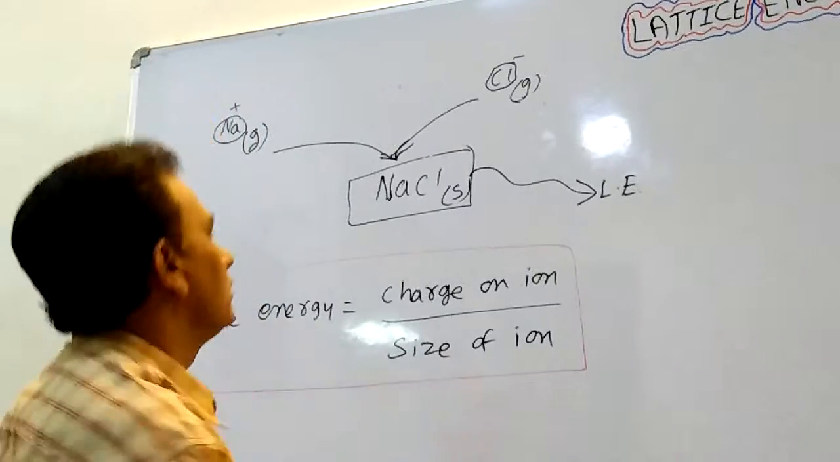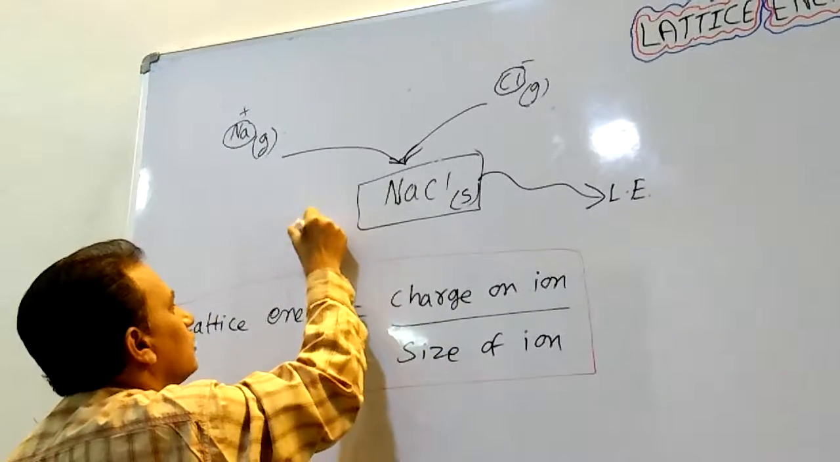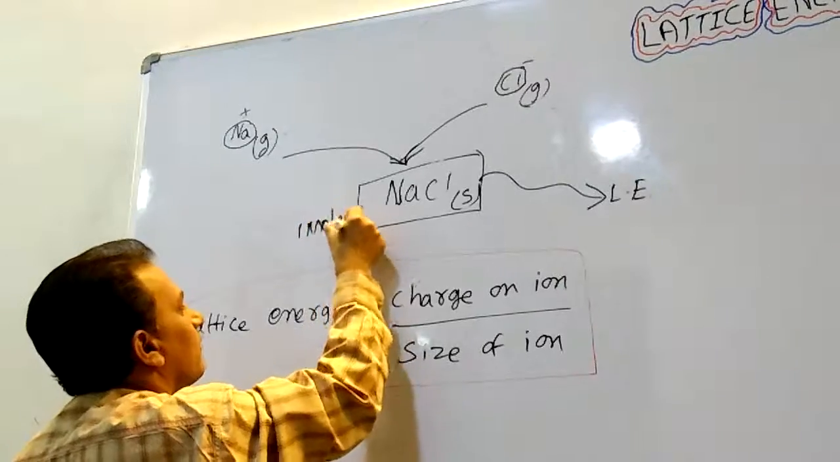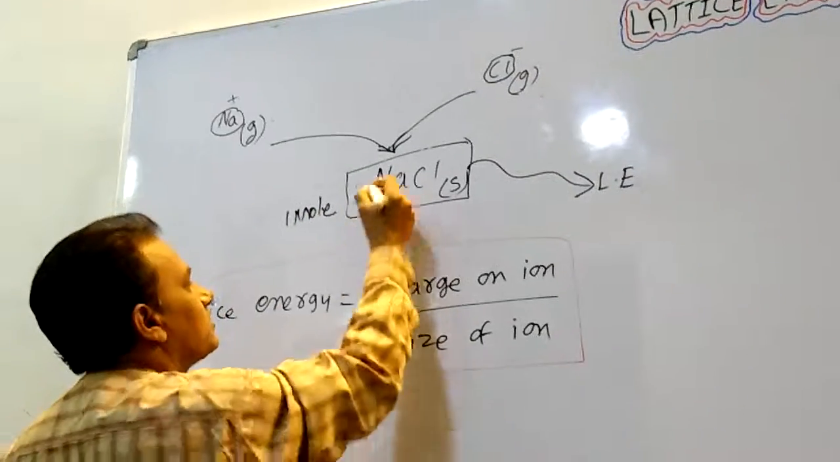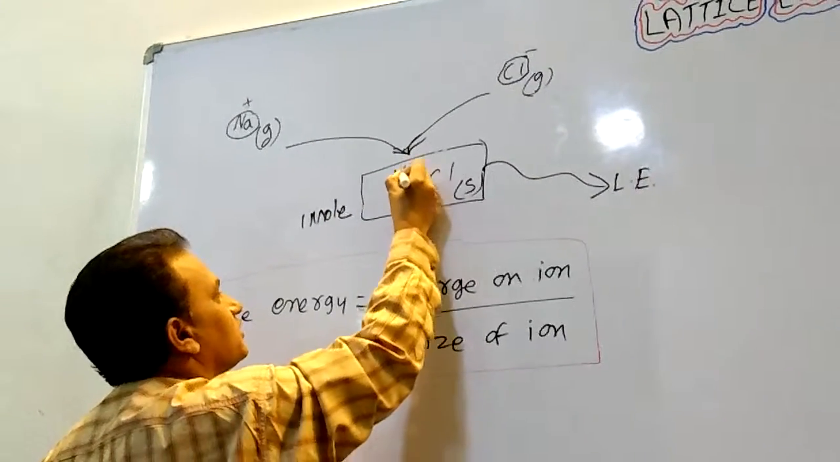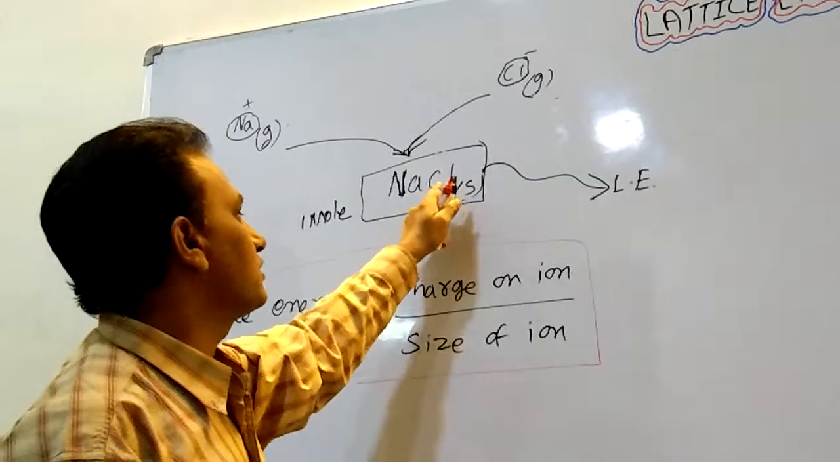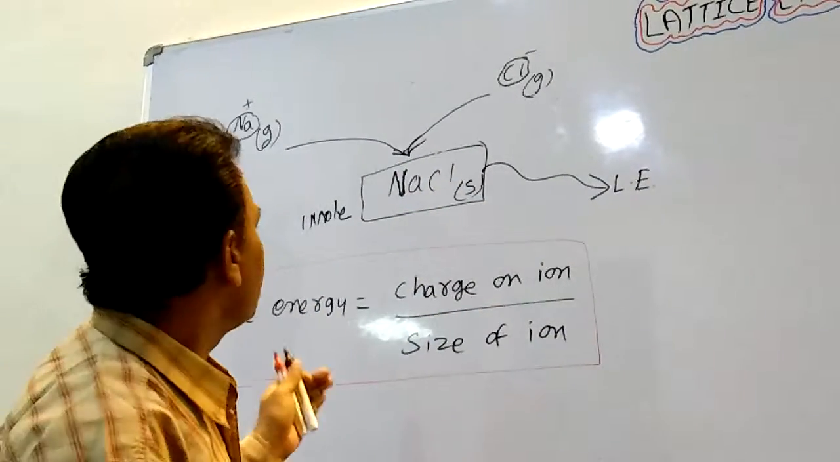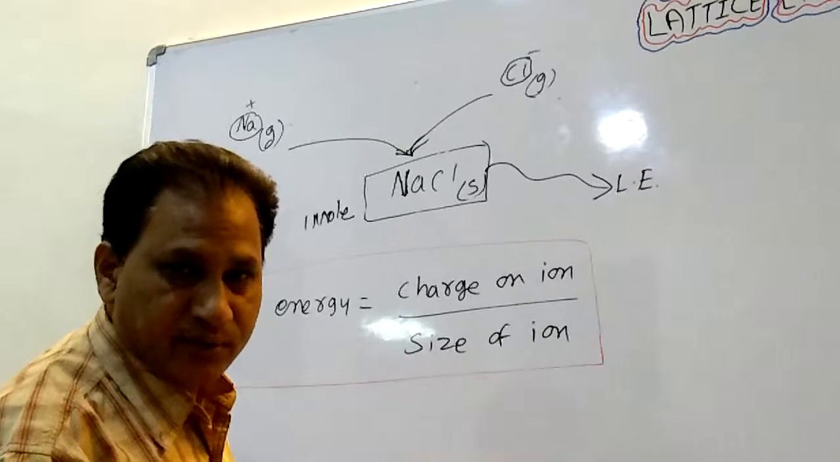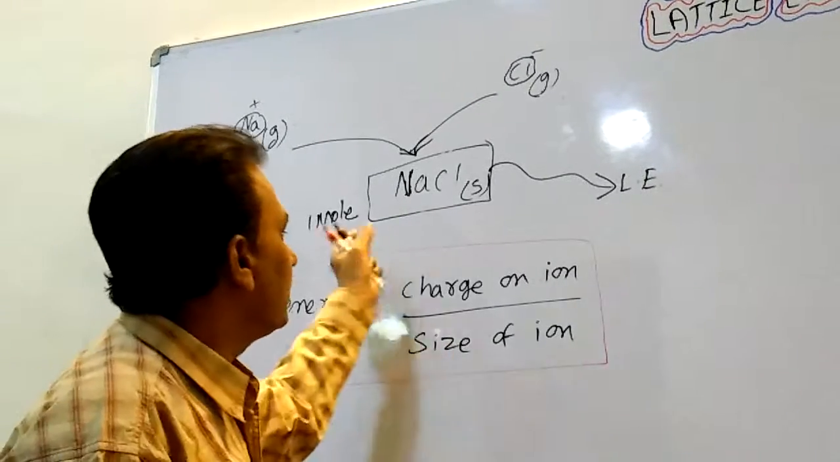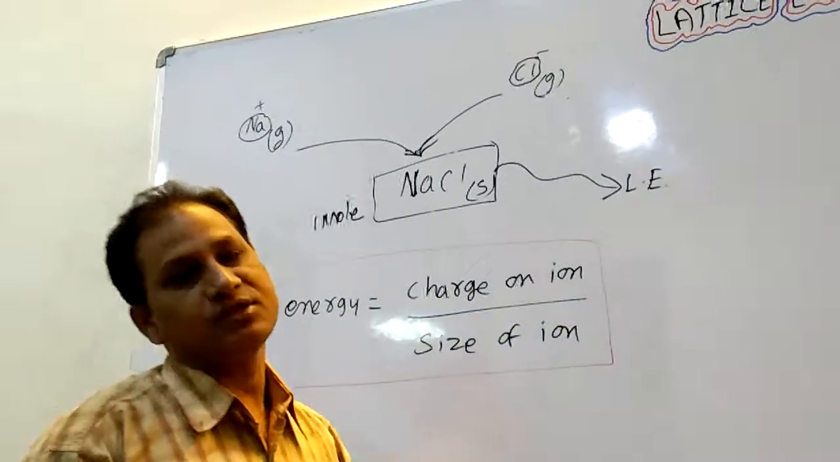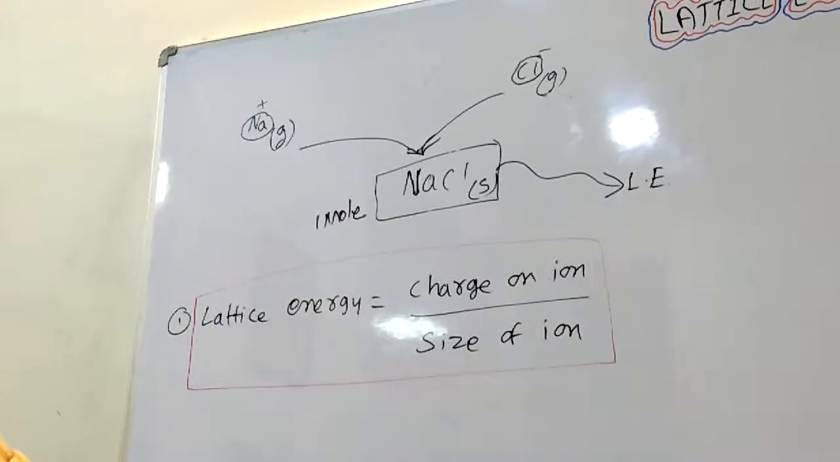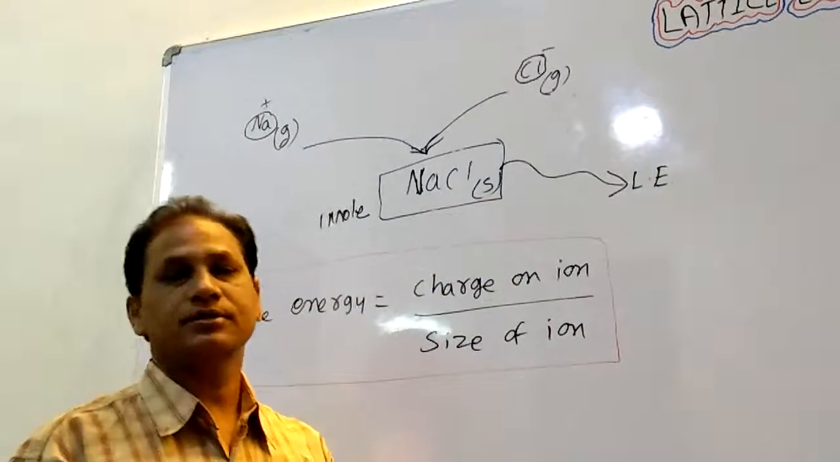mole of crystal. How many? One mole of NaCl crystal is formed. It is a solid. NaCl means gaseous ions combined to form one mole of crystal. At that time, some energy is released. That is known as exothermic, and also lattice energy.